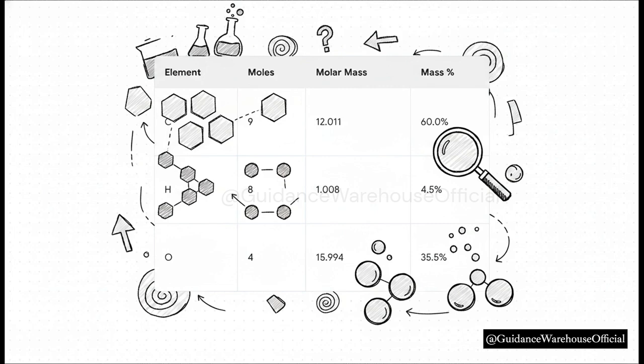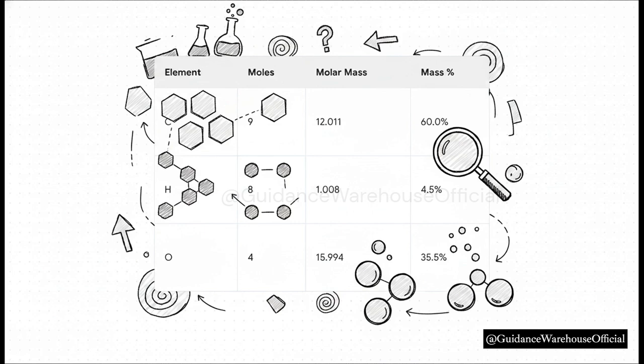Again, it's C9H8O4. We assume we have 1 mole of aspirin. Let's look at carbon first. There are 9 moles of carbon. So we take 9, multiply it by carbon's molar mass from the periodic table, which is 12.11 grams per mole, and we get about 108 grams.